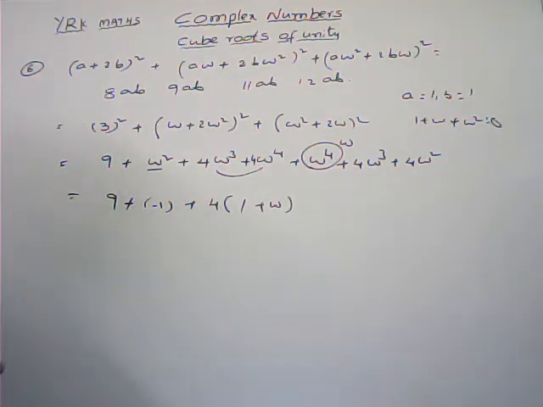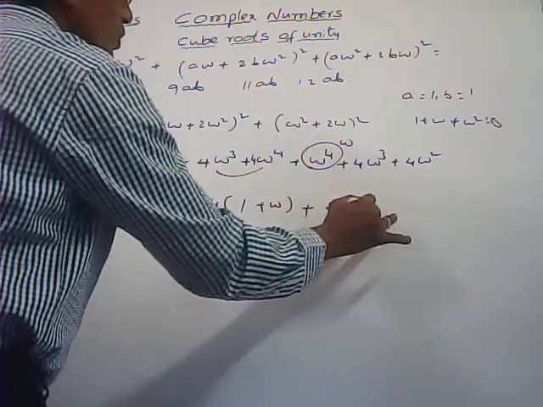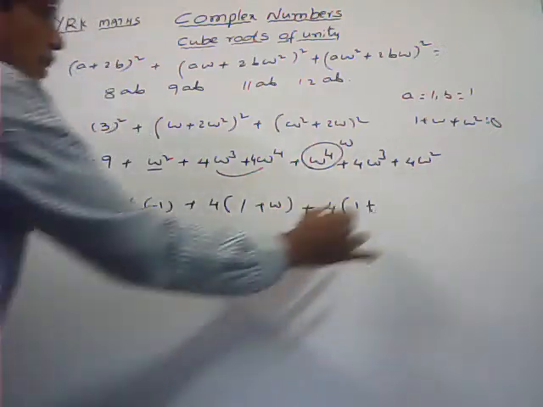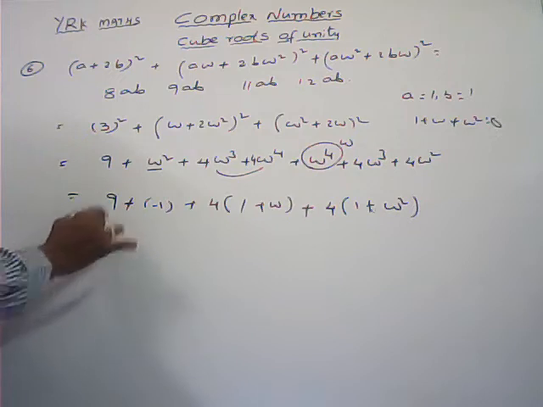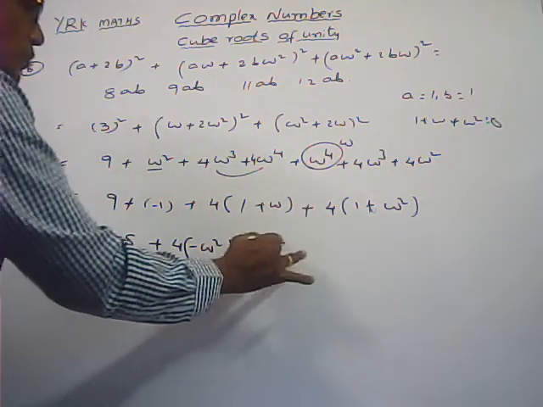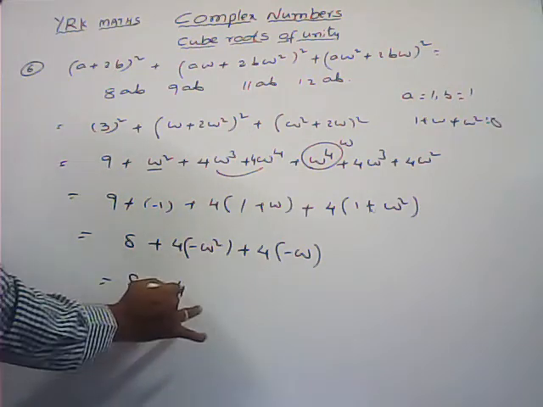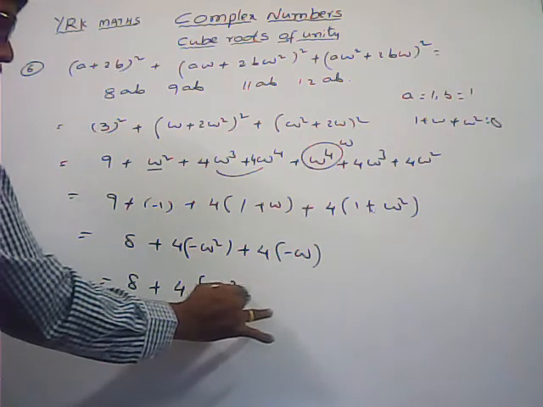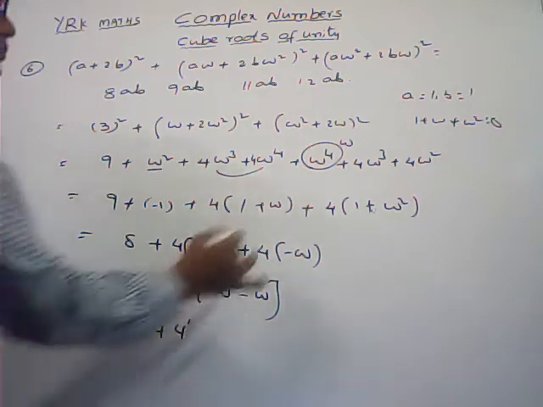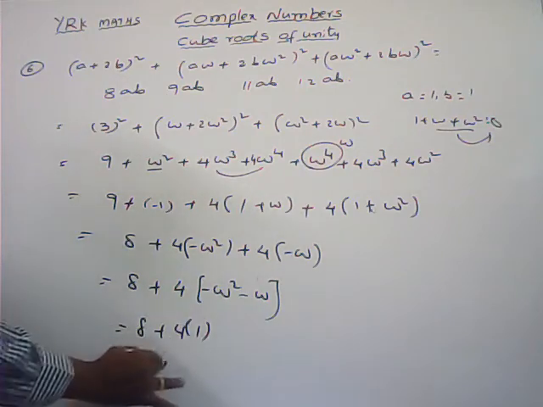Omega power 4, that is omega. Next, from these two terms if I take 4 as common, omega square, this is 1, omega cube is always 1, and here omega square is there. 9 minus 1, that is 8, plus 4 into minus omega square plus 4 into minus omega, that is equal to 8 plus, from these two terms I am taking again 4 as common, minus omega square minus omega. 8 plus 4 into, these two terms you can transfer that side, minus omega square, that is equal to 1, 8 plus 4, 12.